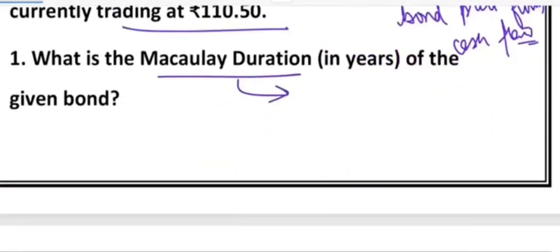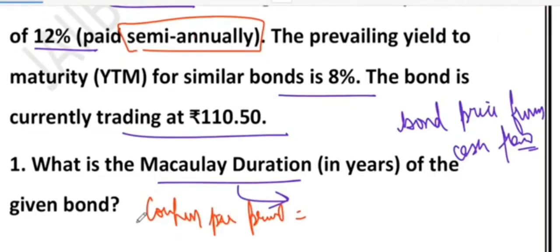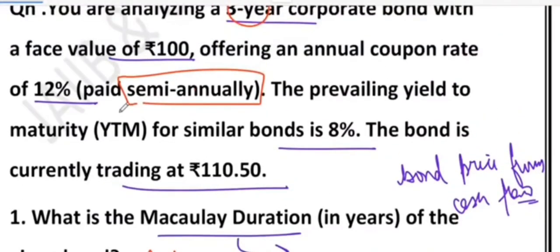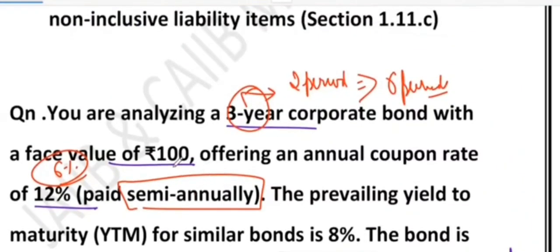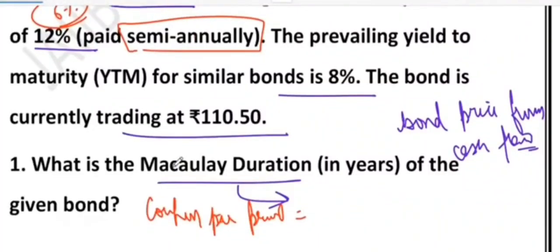Now let's calculate step by step. First of all, calculate the coupon amount. What is the coupon amount per period? As you can see, it is 12% annual, so semi-annual it will be 6%. So 6% coupon of the face value. What is the face value? 100 rupees. What is 6% of 100 rupees? It is 6 rupees. Right?